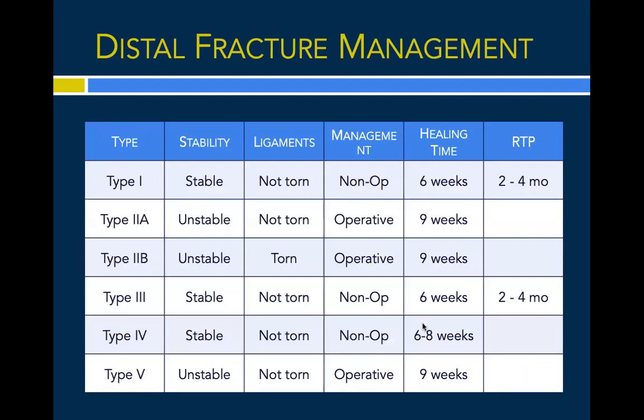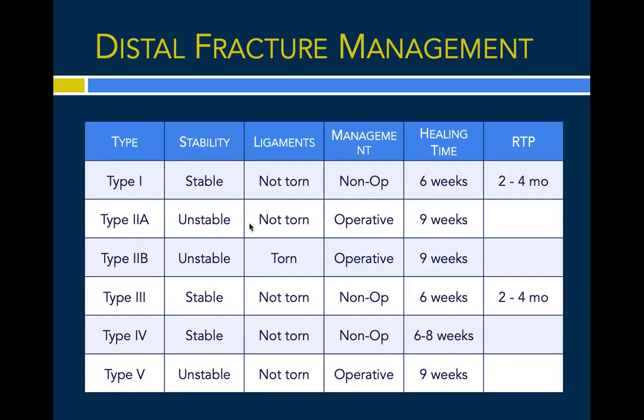So as we're dealing with all fracture management, you need to ask yourself, is this stable or unstable? Unstable fractures need operative management. Stable fractures can be managed non-operatively. So that type 1 is stable with the ligaments intact, stabilizing the distal clavicle. So these can be managed non-operatively with 6-week healing time.